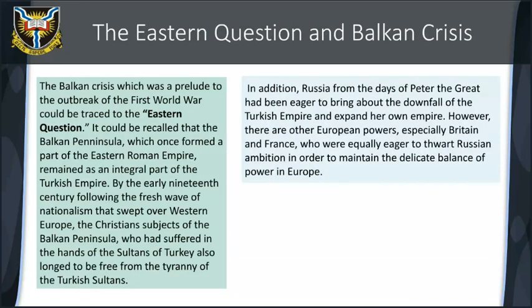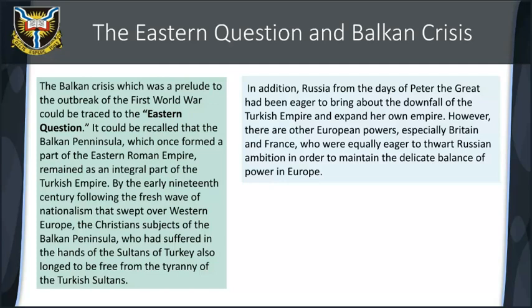The Eastern Question and Balkan Crisis. The Balkan Crisis, which was a prelude to the outbreak of the First World War, could be traced to the Eastern Question. It could be recalled that the Balkan Peninsula, which once formed a part of the Eastern Roman Empire, remained an integral part of the Turkish Empire. By the early 19th century, following the fresh wave of nationalism that swept over Western Europe, the Christian subjects of the Balkan Peninsula, who had suffered at the hands of the sultans of Turkey, also longed to be free from the tyranny of the Turkish sultans.